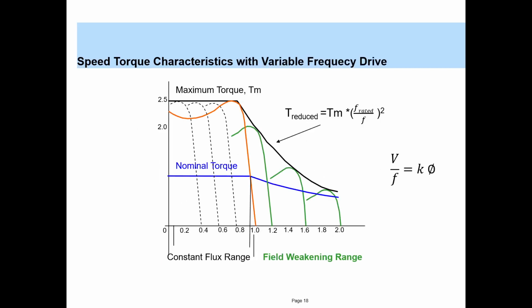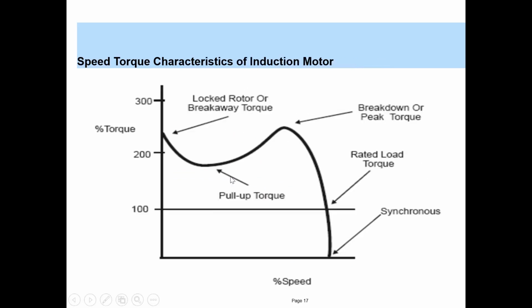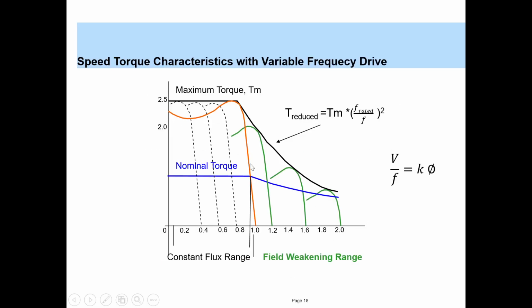Next, let us see what happens when we have a drive. Here you have a similar characteristic curve, and you can see there are many curves. Each curve corresponds to a particular frequency. What this essentially means is that you have a number of operating points at different frequencies. This orange line that you see is the speed torque characteristics at base frequency. This is at 0.8 frequency, this is the torque that you get, and the green lines that you see are respectively at 1.4, 1.6 and 2.0 times the base frequency.